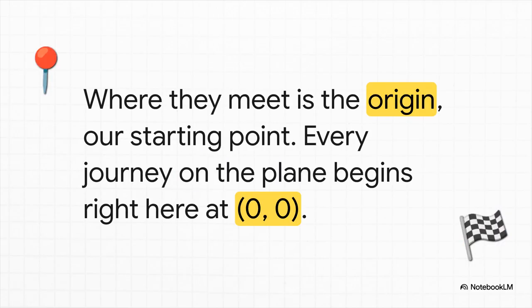And the spot where these two main roads cross, that's our ground zero. We call it the origin. Think of it as the big "you are here" star on the map. Every single journey we take, every point we plot, it all kicks off right here at 0, 0.